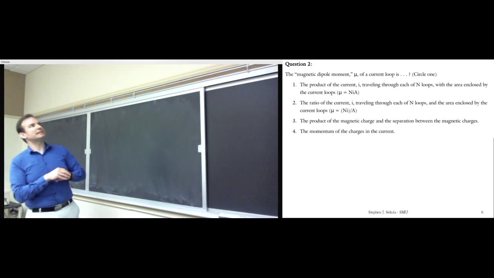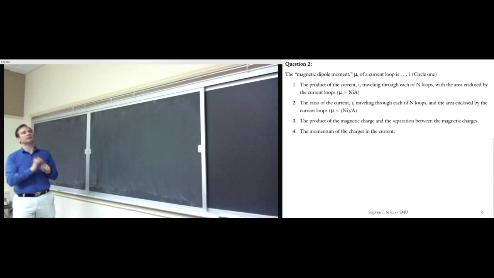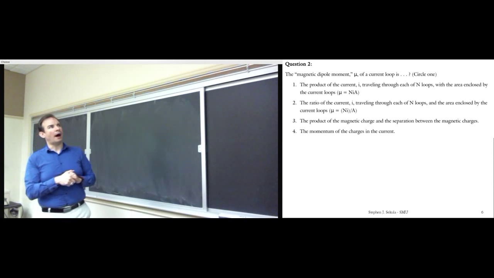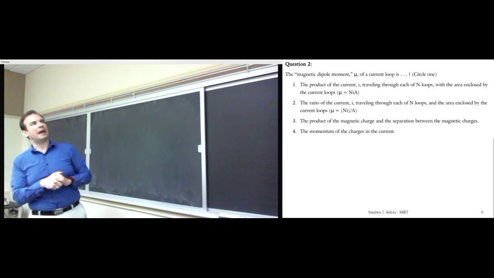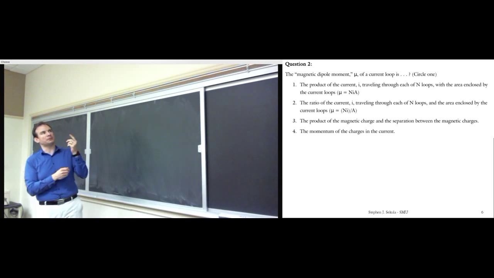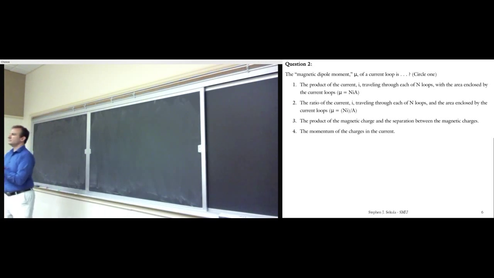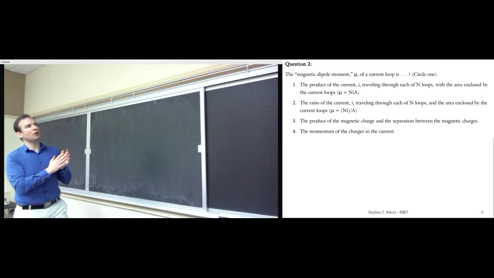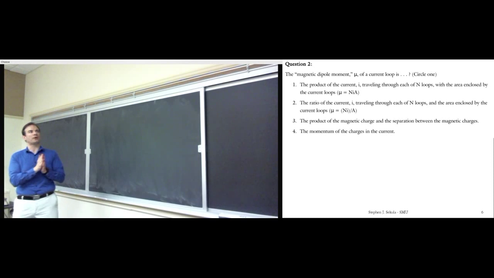Okay, the magnetic dipole moment, mu, the Greek letter mu, of a current loop is, one, the product of the current, I, traveling through each of N loops with the area enclosed by the current loop. So in other words, mu equals NIA. Okay, some takers. Two, the ratio of the current, I, traveling through each of N loops and the area enclosed by the current loop. So mu equals NI divided by A.